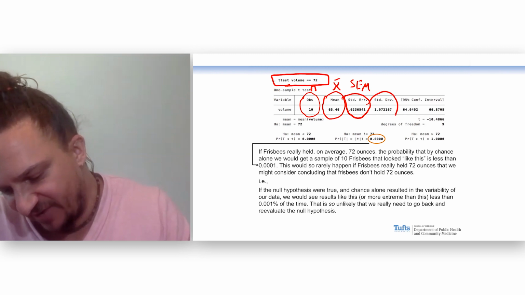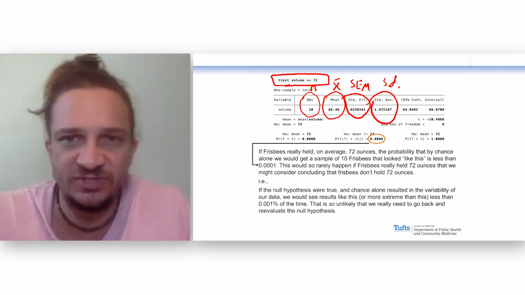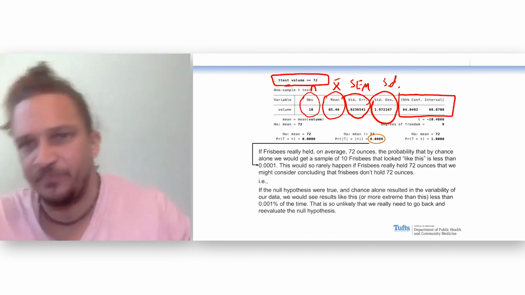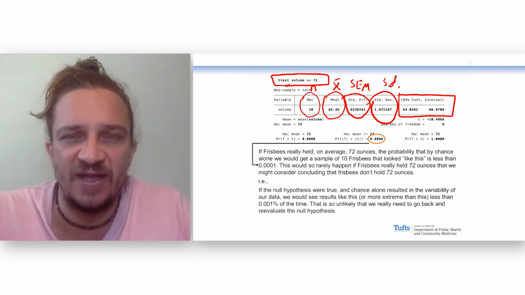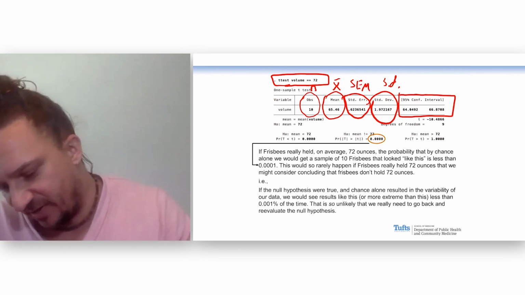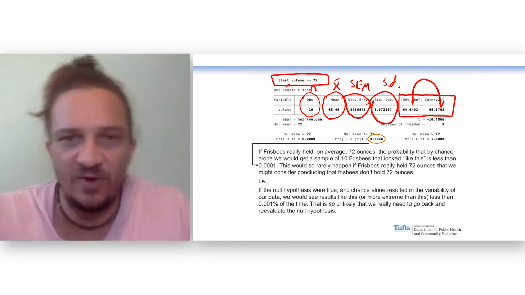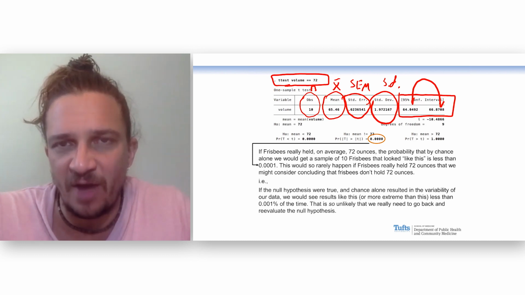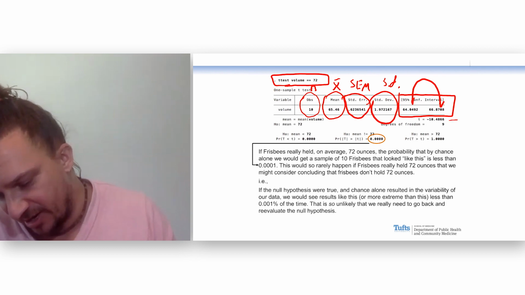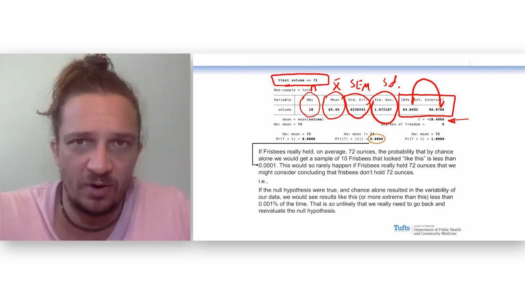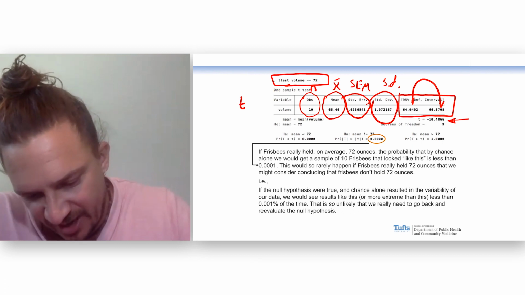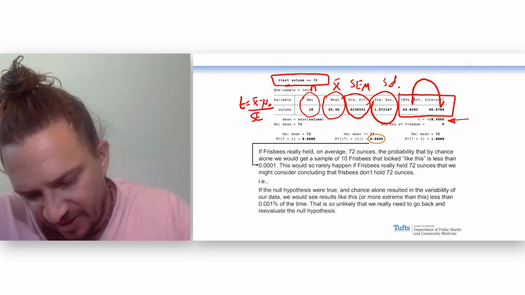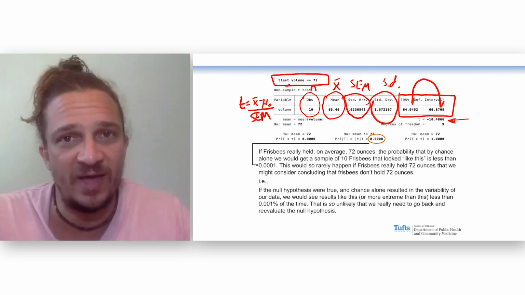It calculates the standard deviation of those 10 Frisbees that I have. And then it also makes this confidence interval saying we are 95% confident that the average Frisbee holds between this and this fluid ounces. Now, we also get the results of the t-test itself, the hypothesis test itself. And you see it right here. Here's the t statistic, 10.4. The same thing we calculated by hand by saying t equals X bar minus the hypothesized value divided by the SEM. You can confirm all that by looking at these numbers right here.